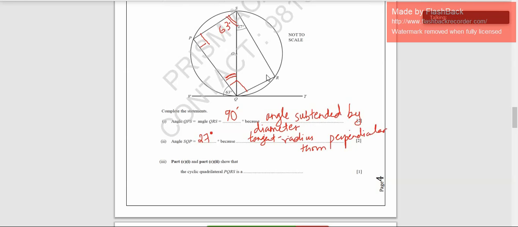This is again 90. So this will be 63. So this becomes 90. So this is a rectangle, yeah.